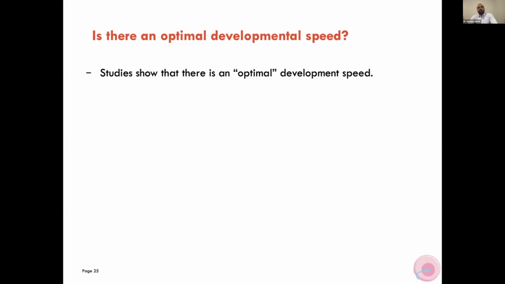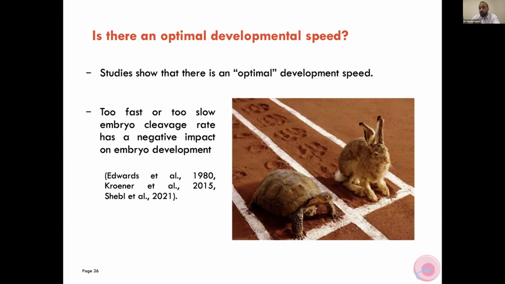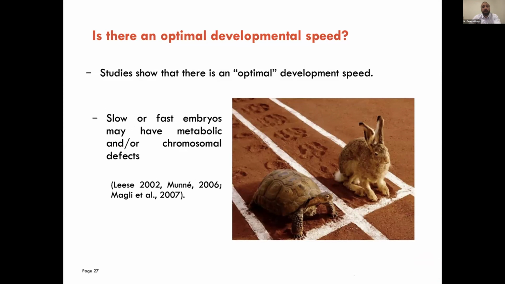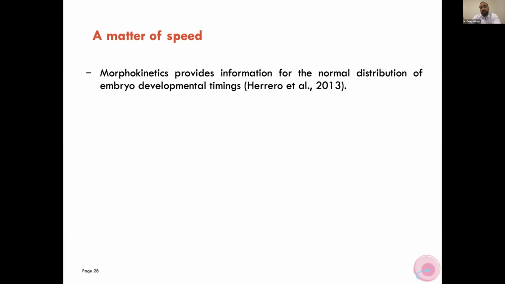However, what else can time-lapse offer? Is there an optimal development? And yes, the studies show that there is an optimal developmental speed when it comes to embryo development. We know that good quality embryos exhibit appropriate kinetics and synchrony of cell division. We know that too fast or too slow an embryo cleavage rate has a negative impact on embryo development, and slow or fast embryos may have metabolic and/or chromosomal defects. So it is a matter of speed.